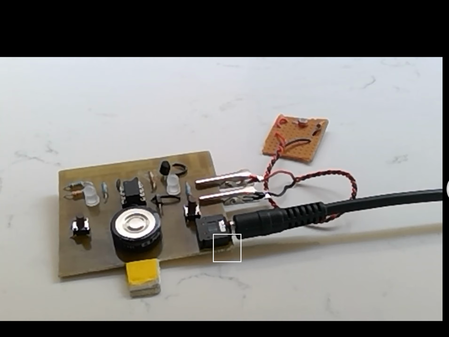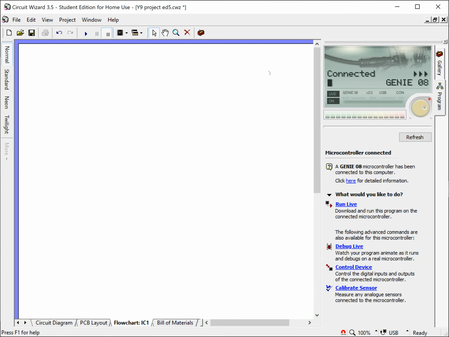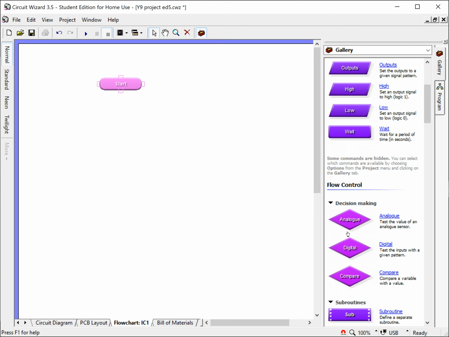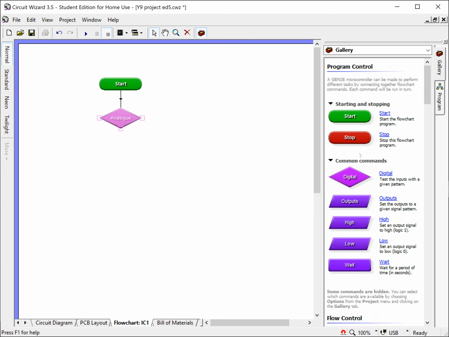So if we pop over to Circuit Wizard and think about the program, I want to make a street light that comes on when it's dark and goes off when it's light. How do I do that? Well, of course, first things first, I've got to start. In goes the start. And then, of course, the next thing is the analog. Opposed to the previous ones that we've used, which are digital, the on and off, this is going to have many states.